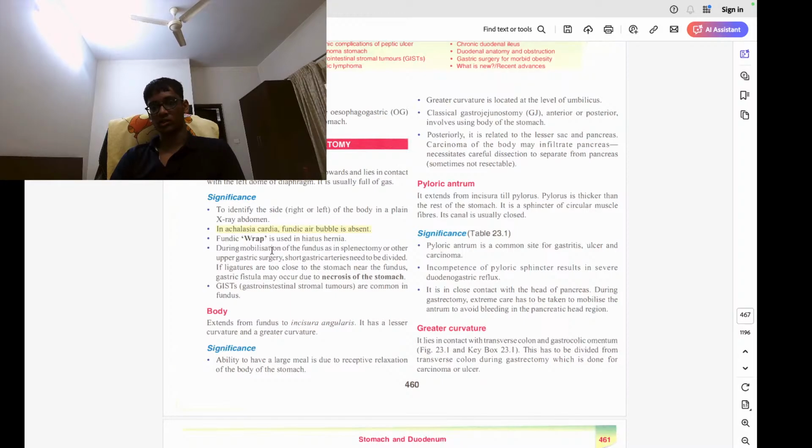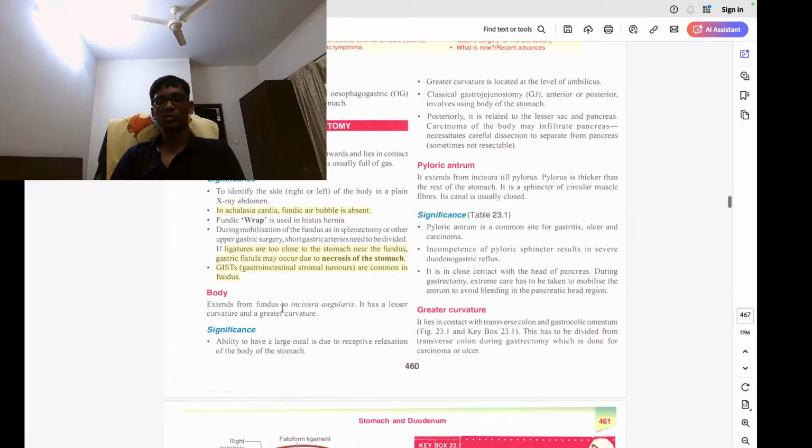Fundic wrap is used in hiatus hernia. Then during mobilization of the fundus, splenectomy or other upper gastric surgery, the short gastric arteries need to be divided. If the ligatures are too close, it causes necrosis of the stomach, and a gastric fistula may occur. Then GIST, gastrointestinal stromal tumors, are common in the fundus. The fundus is the part which projects upward and is in contact with the left dome of the diaphragm.